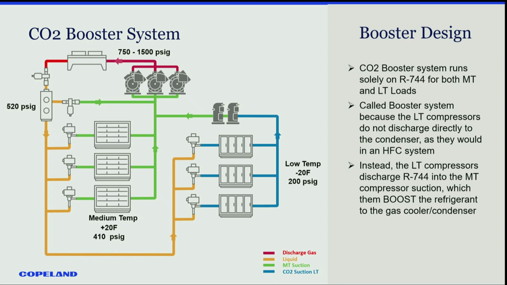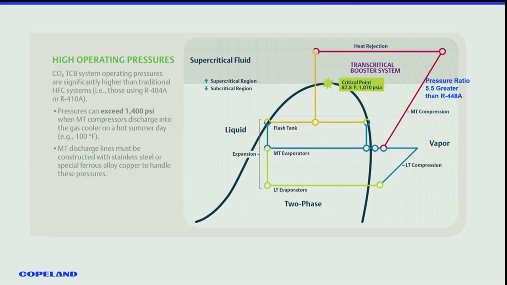So, booster system, discharge through the high pressure valve, liquid, but you can see here, liquid's feeding my medium temp cases to my medium temp suction. Low temp goes to my low temperature compressors, and they're discharging into my medium temp. So I've got 3 sources of mass flow going to my medium temp compressors: from the medium temp cases, from my low temperature compressors, and from my bypass valve. And I'll talk a lot more about the effects of that in a few minutes. So that's really the basic system.